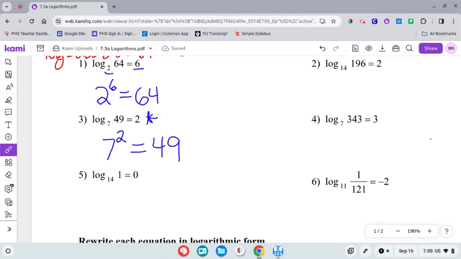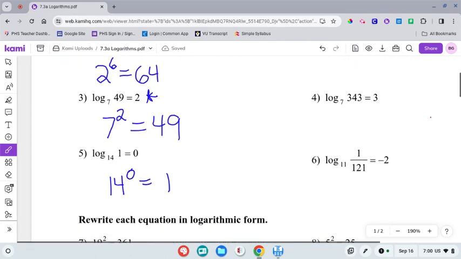So number 5, what's the base? 14. A logarithm equals the exponent, so that means the exponent is 0. And that other number goes here. That makes perfect sense: 14 to the 0 power. Anything to the 0 power is 1.